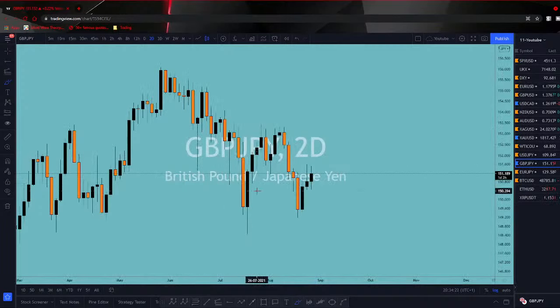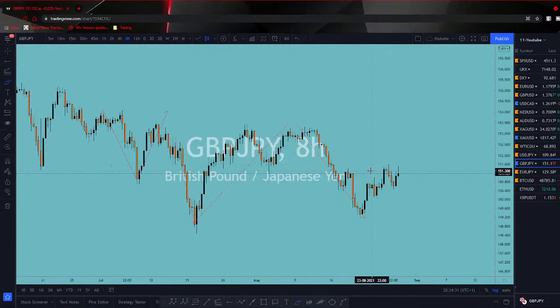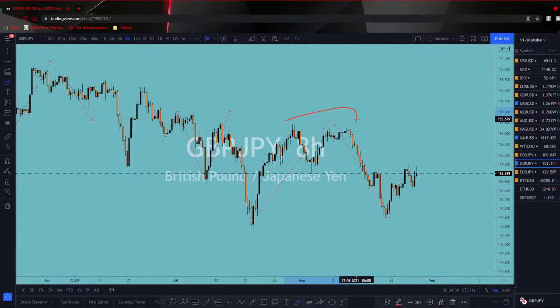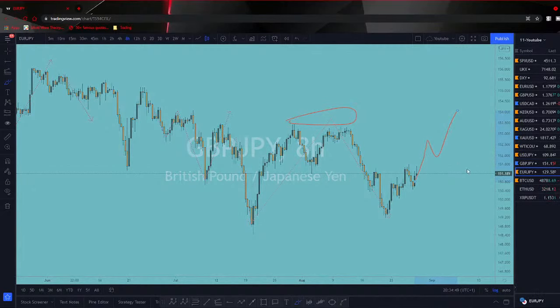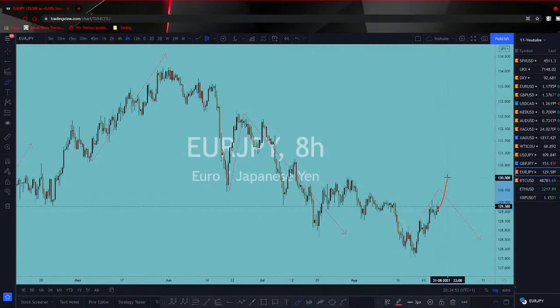JJ, let's go lower time frame. Looking, targeting these liquidity that's out there. Same thing for Euro Yen, targeting these liquidities that are out there.